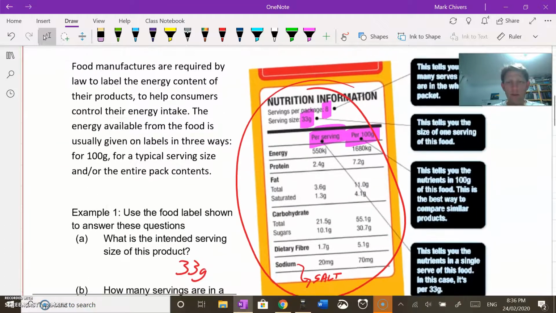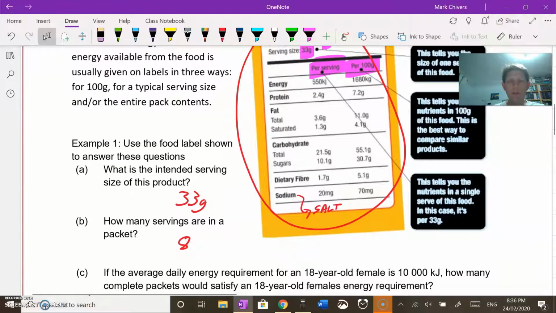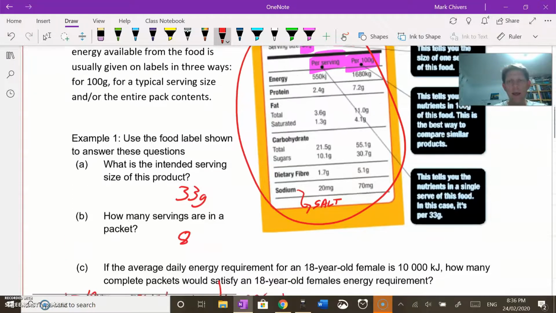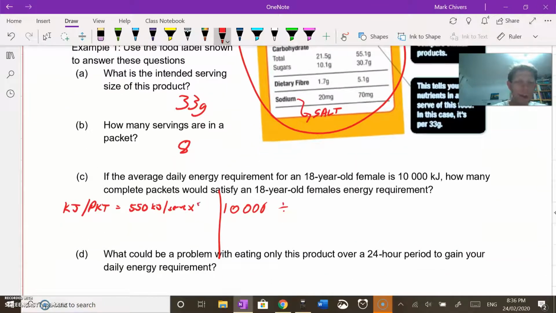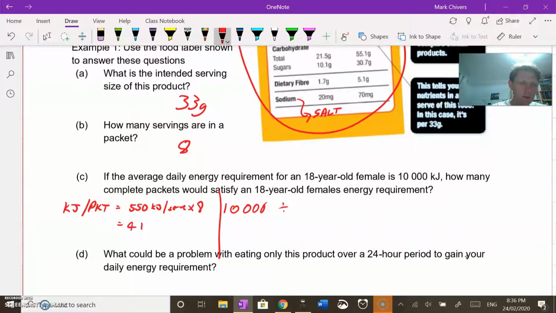So given that there's a serving size of 33 grams and there's 8 servings in the packet, what we can do is take the kilojoules per serving, which is 550, and I'll just put a little line there to separate this off, and multiply that by how many servings there are in the packet, which in this case is 8. And that'll give us the amount of kilojoules per packet. So if we put that into our calculator, 550 times 8, and that's 4,400 kilojoules in the packet.